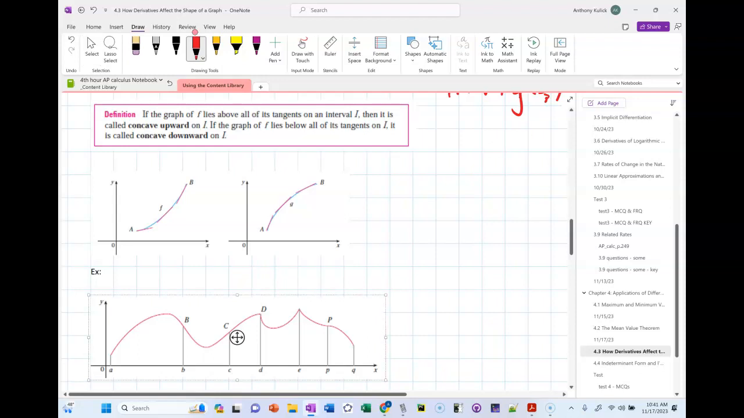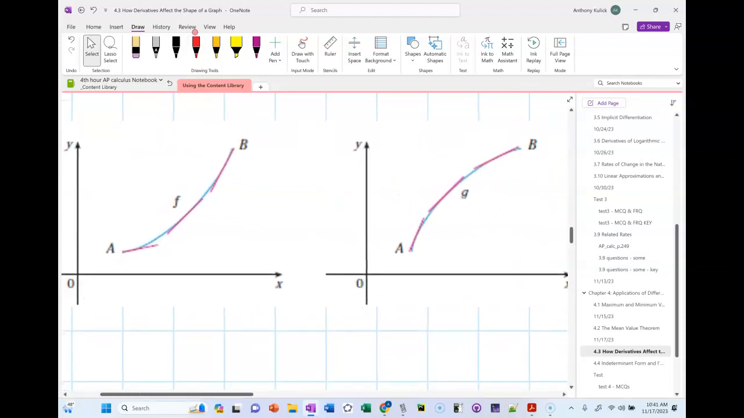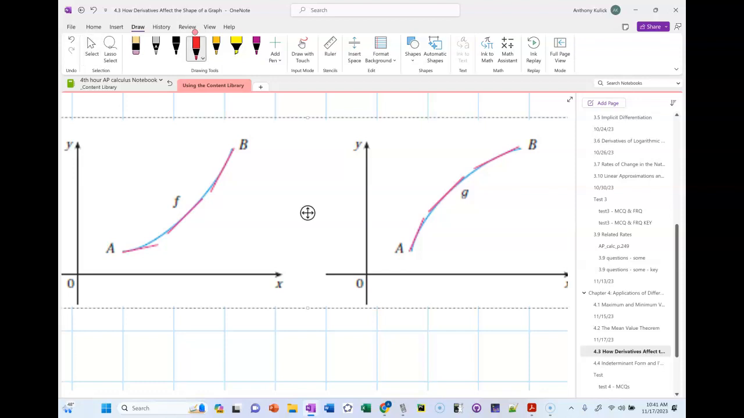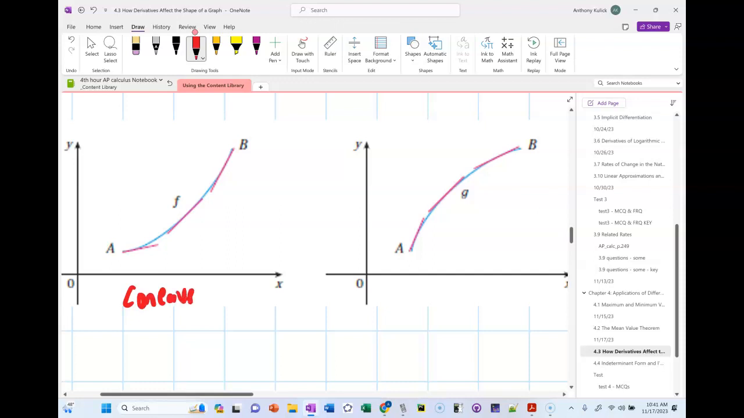So that's what you're seeing here. The blue line is our graph, and the pinks are examples of tangents. Notice that the blue line is above the pink line for all of them. So we'd say that that is concave up. I usually think about it as, can it catch water if I dumped water in there?